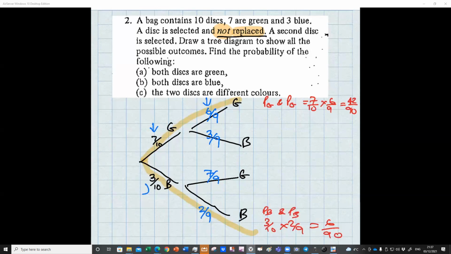And what about the next one? You have to do green and blue. So 7 over 10 times 3 over 9, plus 3 over 10 times 7 over 9. And what do you do to both of these answers? Add them. So that gives you 21 over 90 plus 21 over 90, which gives 42 over 90. Okay, done.